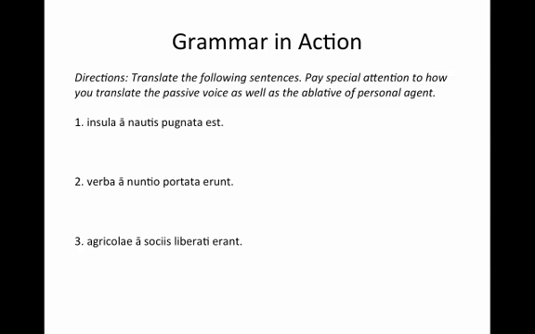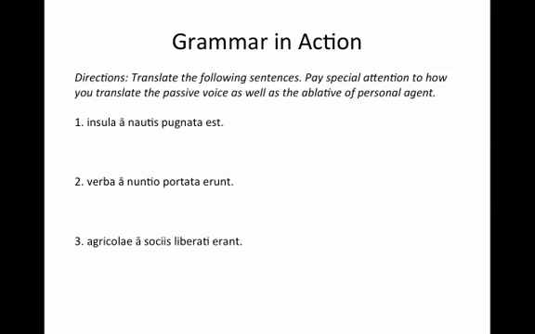Alright, time for a little practice. Here are 3 sentences. I'd like you to translate them and pay special attention to the tense of the passive voice, as well as how the ablative of personal agent is used in each. Take a moment to pause the recording and work on these, and we'll review when you're done.